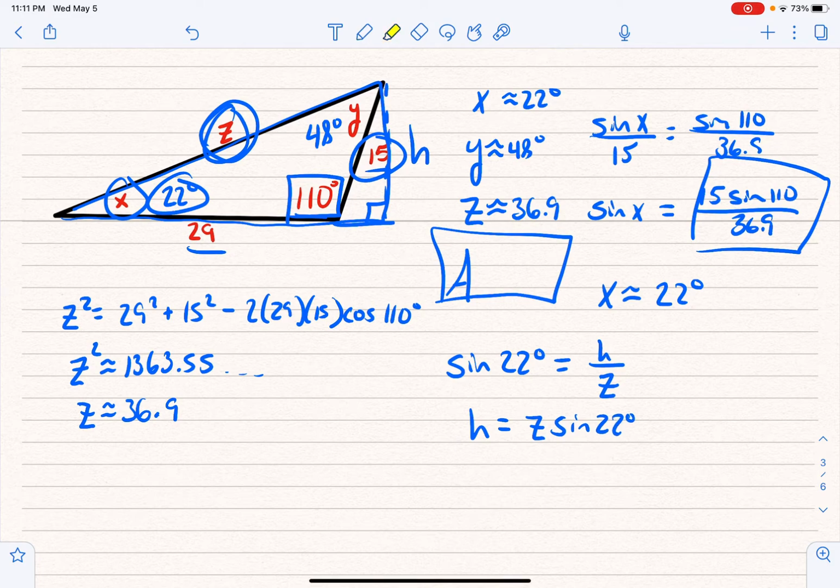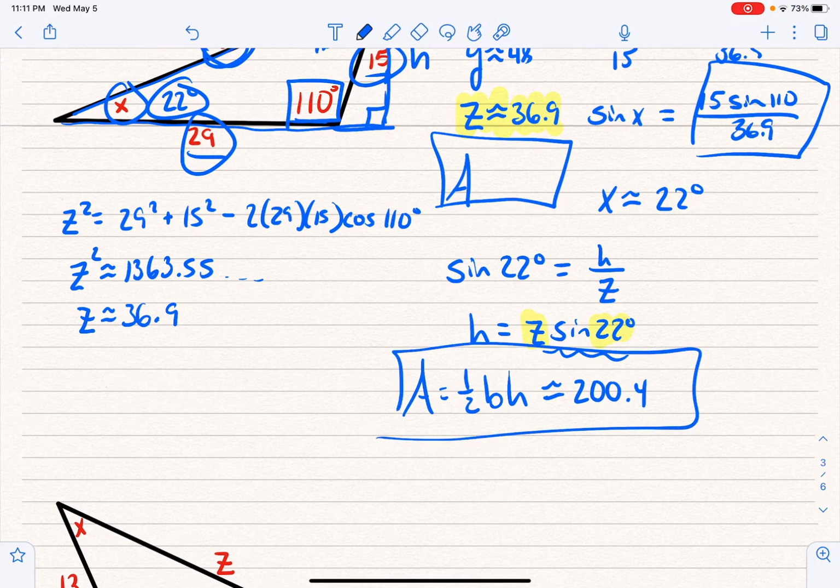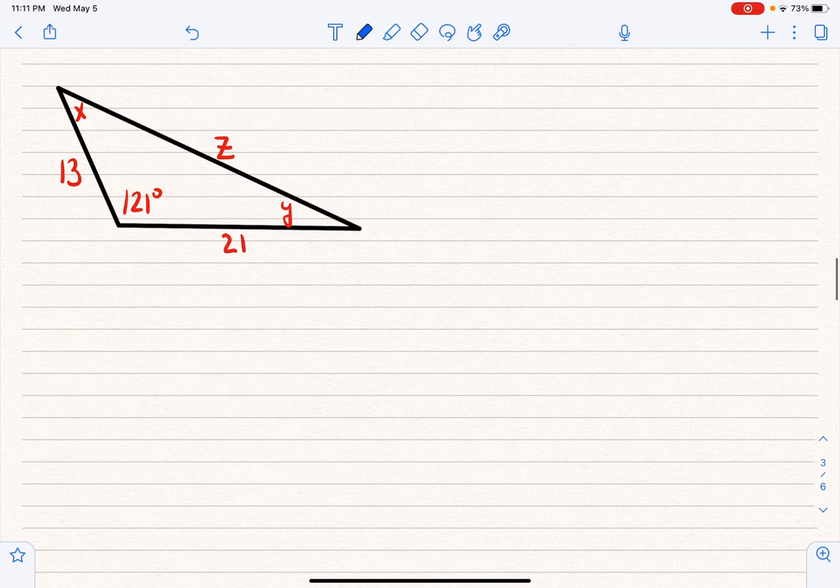Now, the thing I don't love here is that we're using an approximated number and an approximated angle, so that's going to keep throwing the answer a little bit further off every time. Area is equal to 1/2 base times height. Here's my base. So I say 0.5 times my base, 29, times the height, which is z, 36.9 times sine of 22. For my area, I get 200.43, about 200.4. All right. Now, with that example, hopefully you guys can walk through all of it. Here's one for you, the exact same situation. We're going to pause the video right here, and I want you to try to solve this.